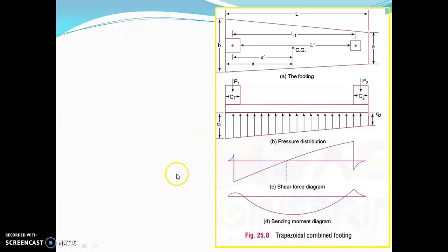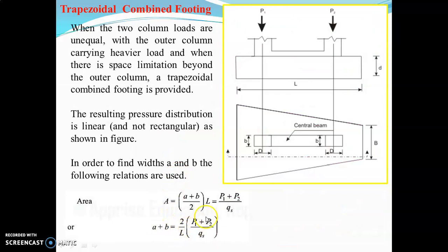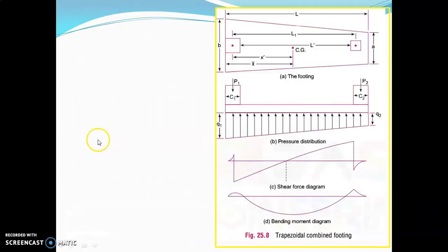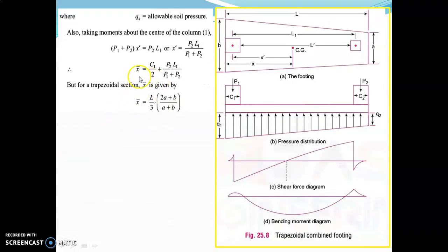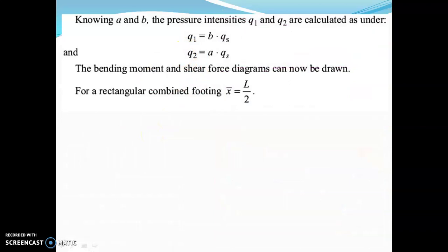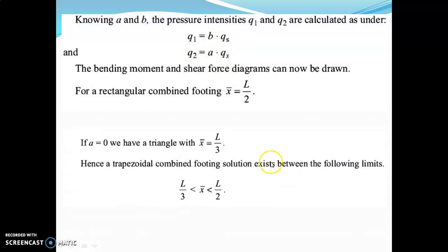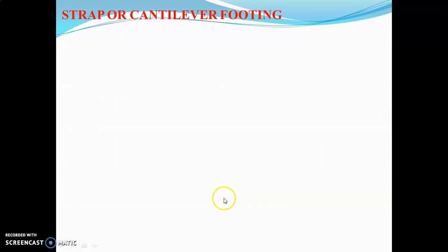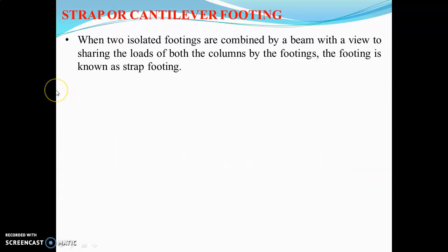The main thing is first A plus B, that is equal to 2 divided by L into P1 plus P2 divided by QS. This you have to remember, and this X bar also you have to remember. And then Q1 is equal to B into QS and Q2 is equal to A into QS. So it lies between the values L by 3 to L by 2. So this is about trapezoidal footing.